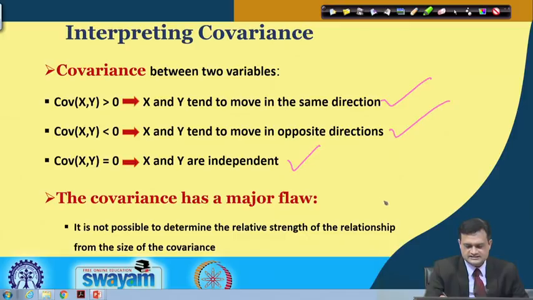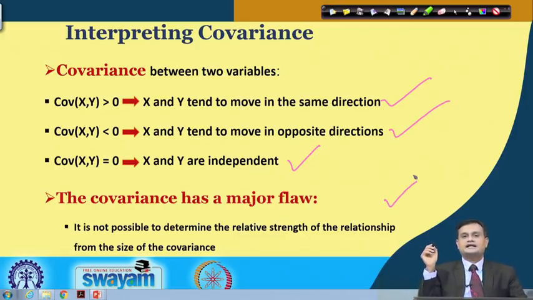So, this covariance has some major flaw, and it is not possible to determine the relative strength of the relationship from the size of the covariance. It will only say whether they are going in the positive direction or they are changing simultaneously in the negative direction, or there is no relationship, they are independent, but it is not possible for me to say that variable x and variable y are strongly related with each other, weakly related, or moderately related. So, I cannot comment on the strength of the relationship.